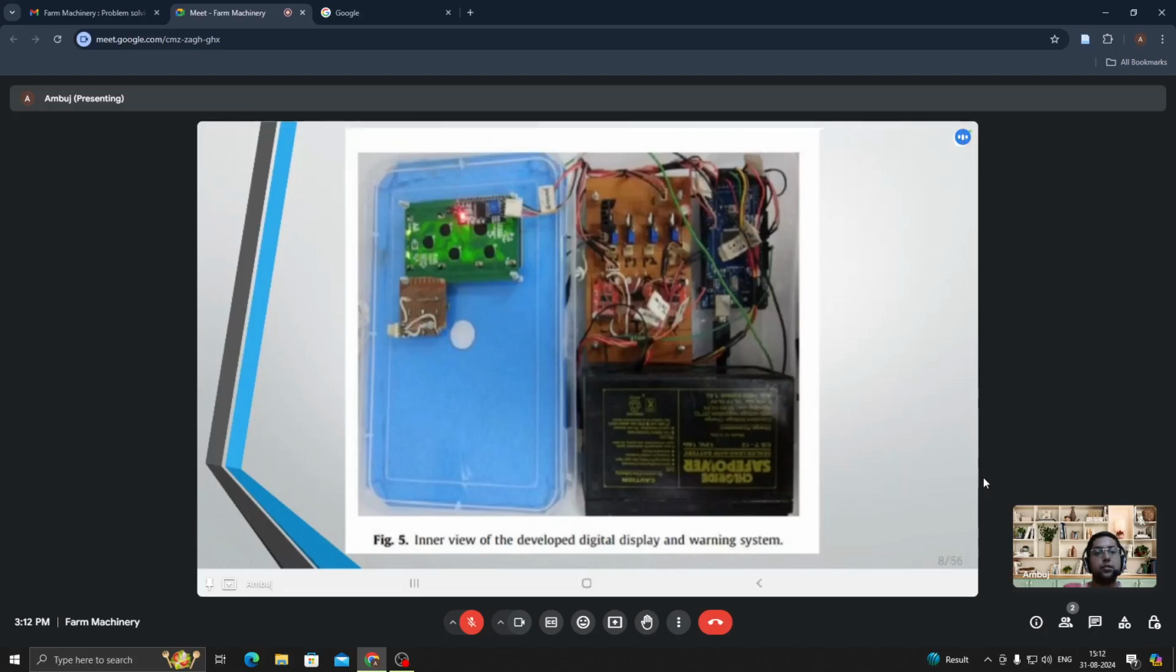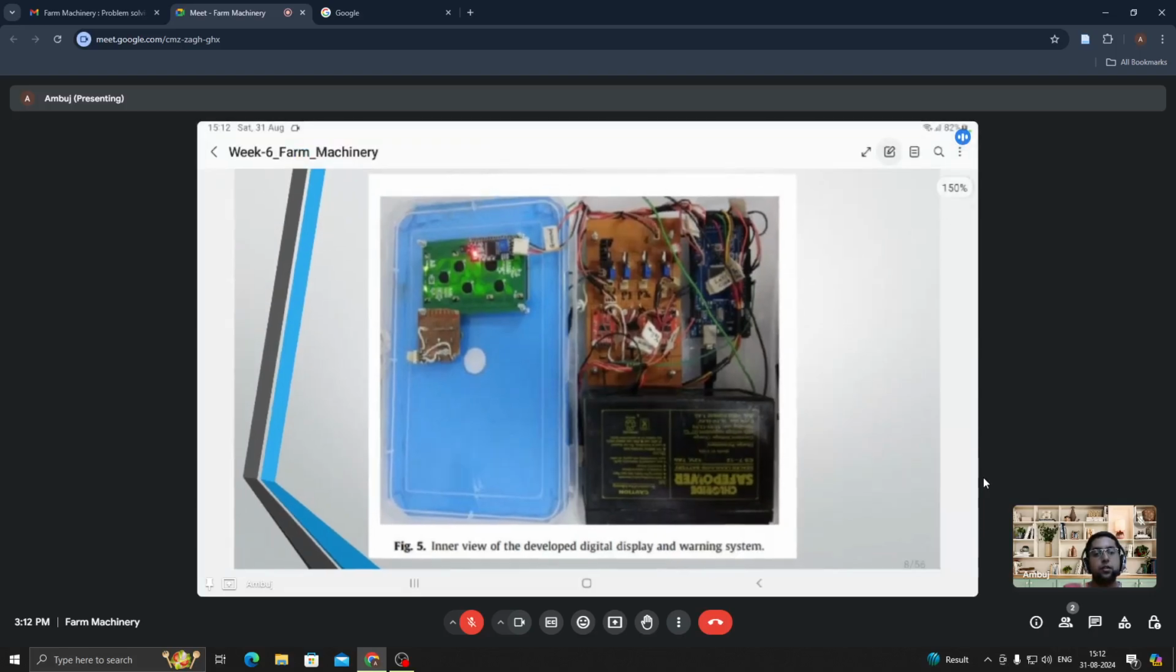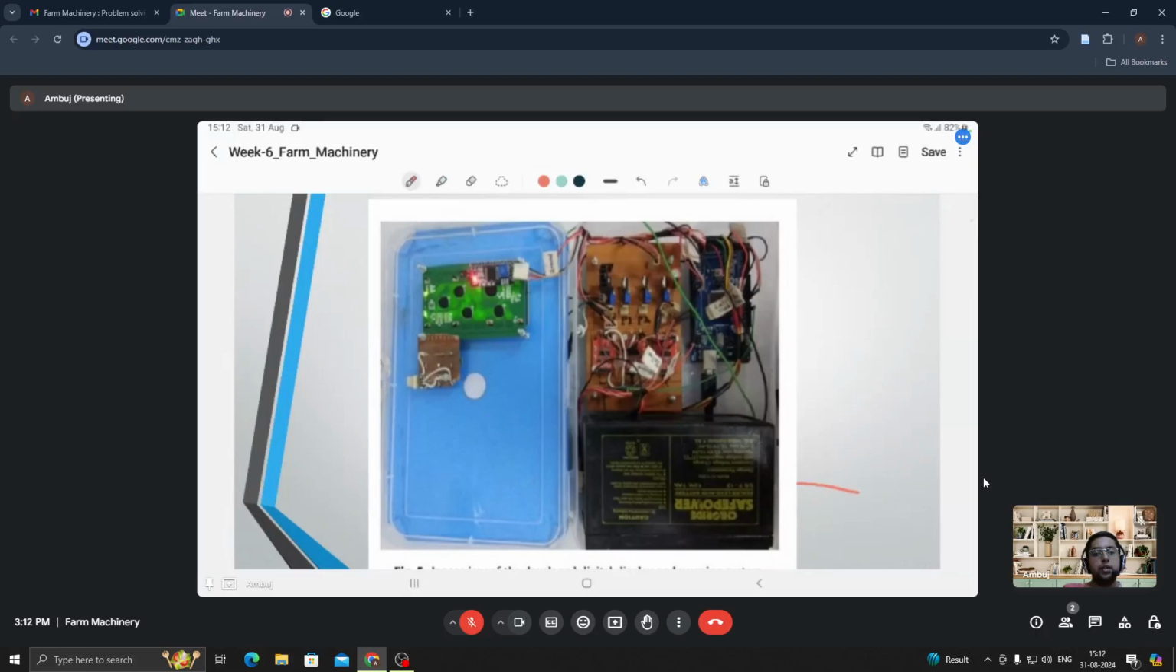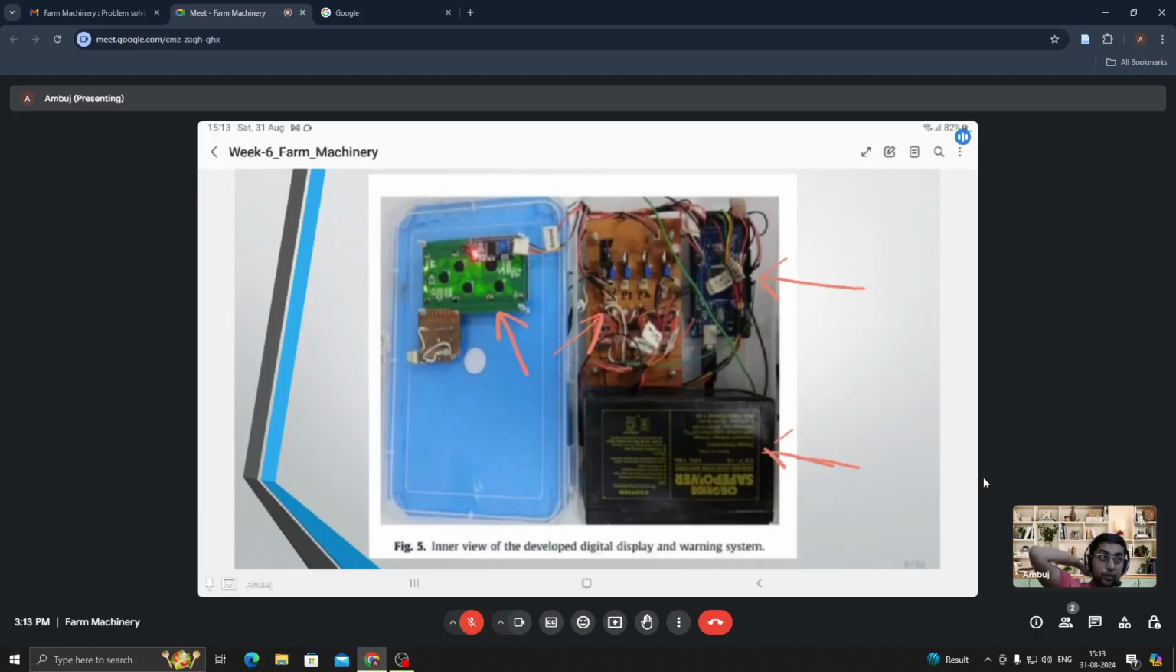Okay, as you can see here, this particular thing is the battery. This particular thing is the microcontroller, Arduino Mega 2560. This is the circuit diagram, not a physical circuit, just a circuit diagram. And this particular one is the LCD board. Okay, this is regarding the different parts of the system which they have developed.